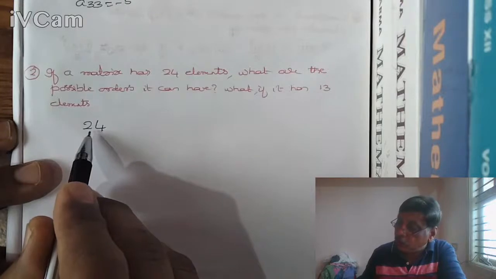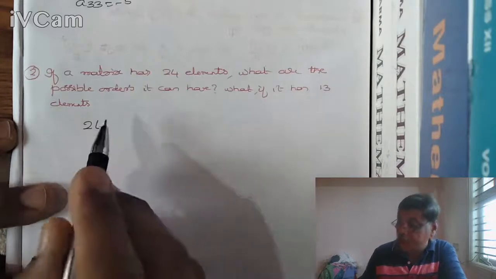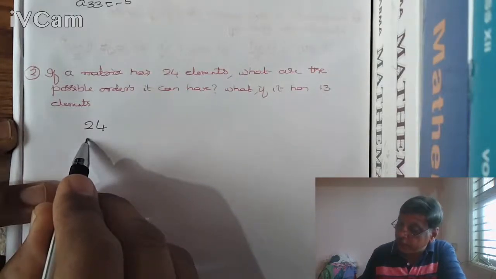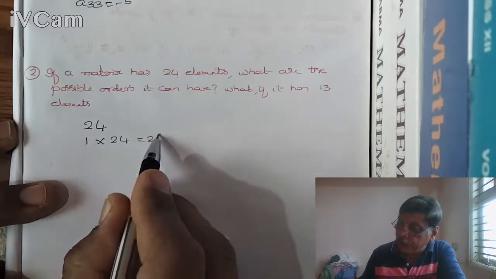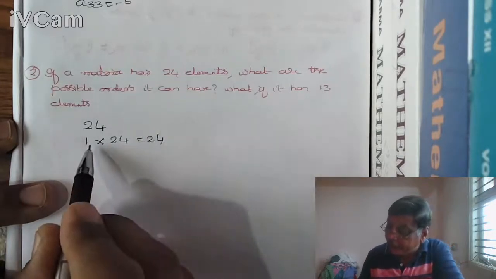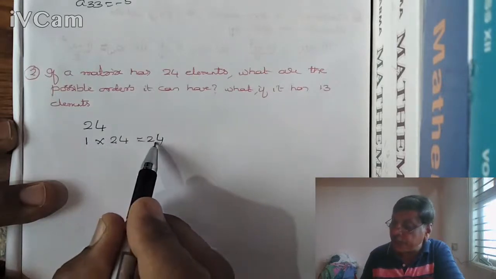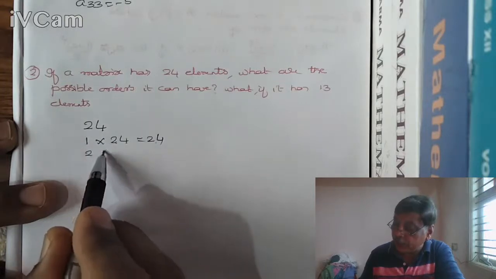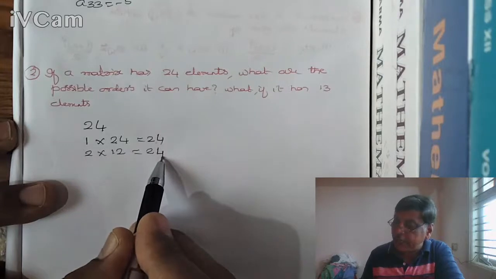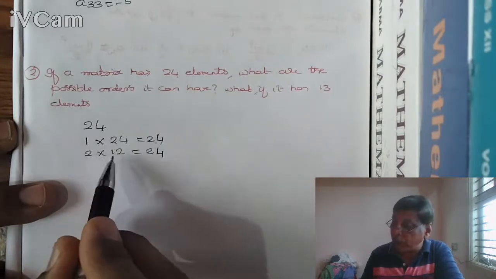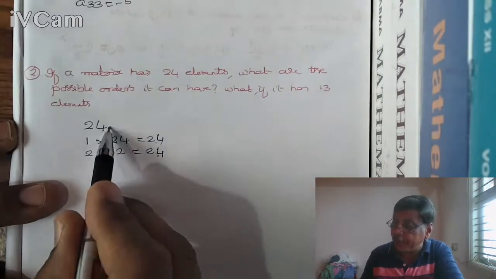So you have to observe what product of two numbers gives 24. There are possibilities like this. 1 into 24 gives 24. It means that in the case of one row, 24 columns, we get 24 elements. Next, 2 into 12 also gives 24. It means that in a matrix of 2 rows and 12 columns also we get 24 elements.